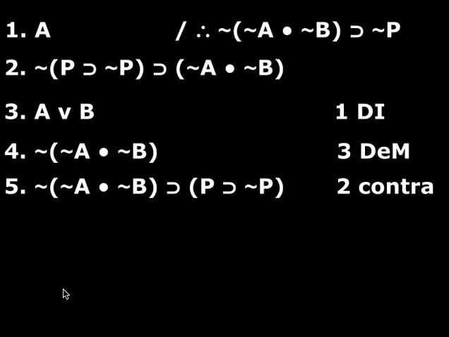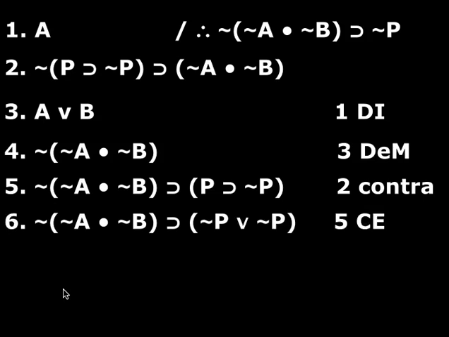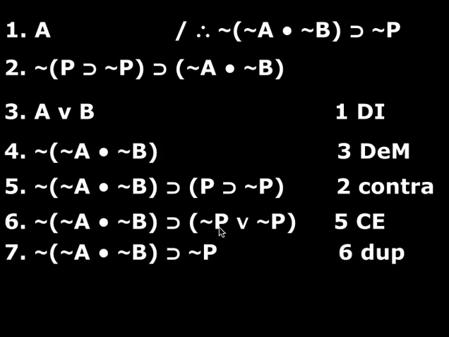First, I'm going to do conditional exchange. Horseshoe becomes a wedge, negate the first component. Everything else stays the same. And now, notice I have a disjunction, and both disjuncts are the same. So by the rule of duplication, I can just replace this with not P. And now the proof is done. Bang.